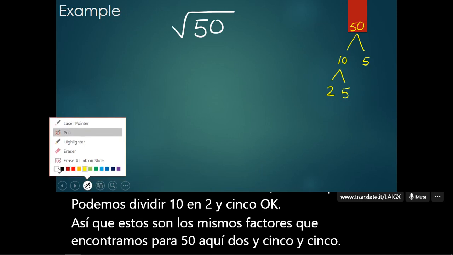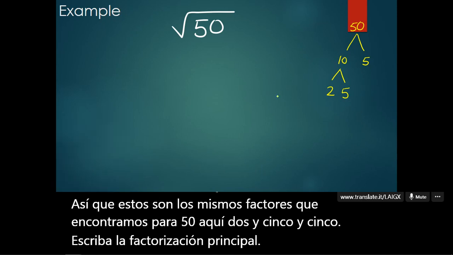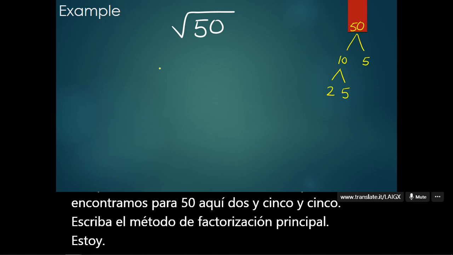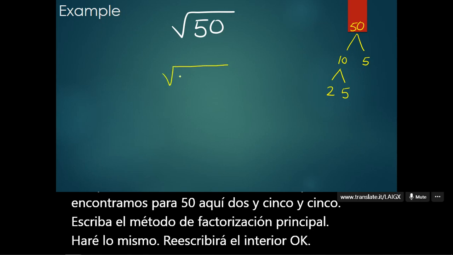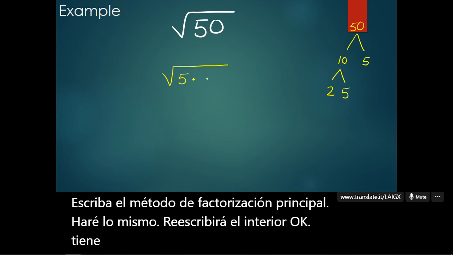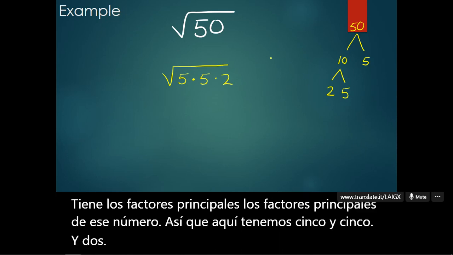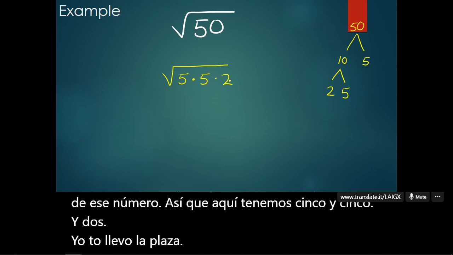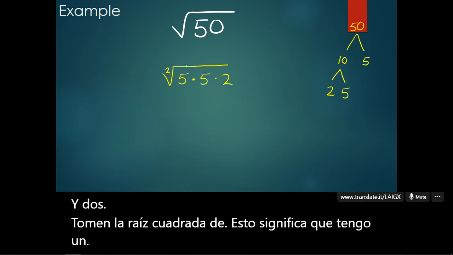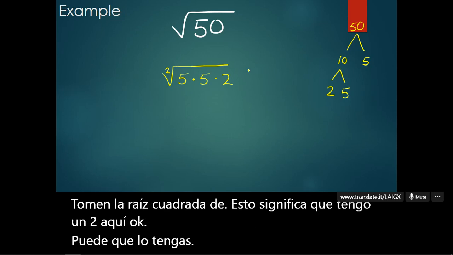All right, the prime factorization method, we'll do the same thing. We'll rewrite the inside, okay, as the factors, the prime factors of that number. So here we have 5 and 5 and 2. Right, taking the square root of this means that I have a 2 here, okay? You may have a cube or fourth or whatever.